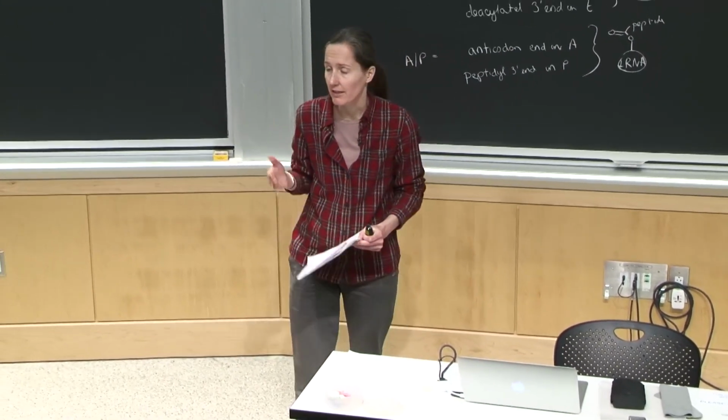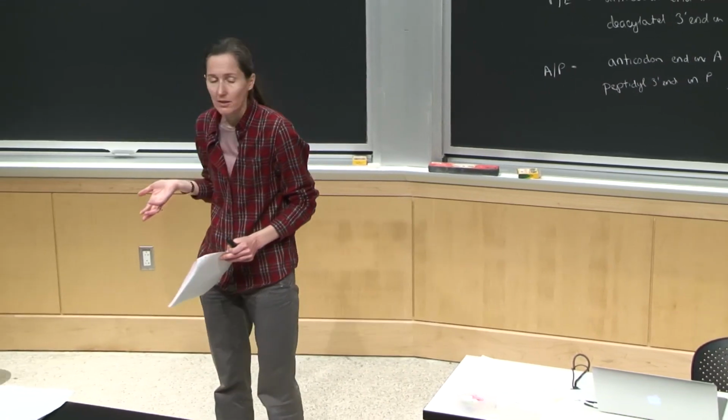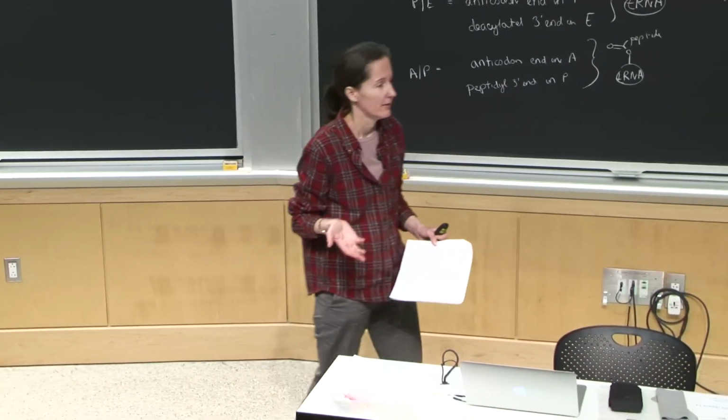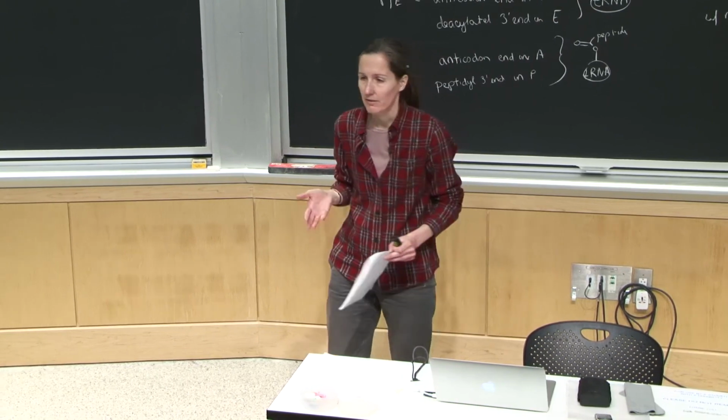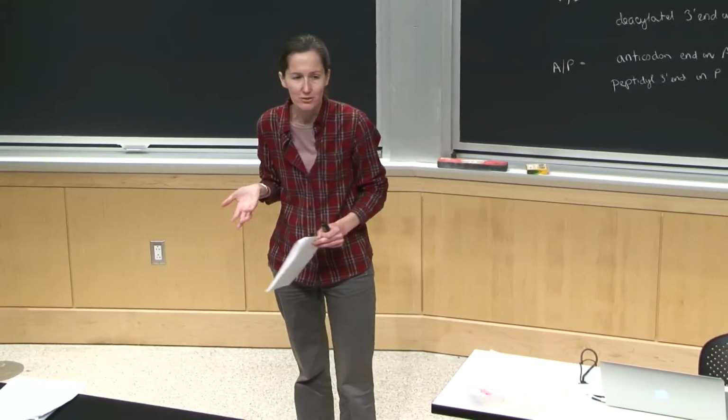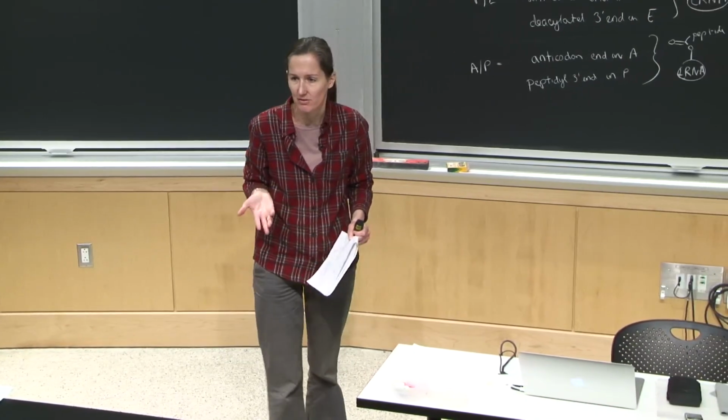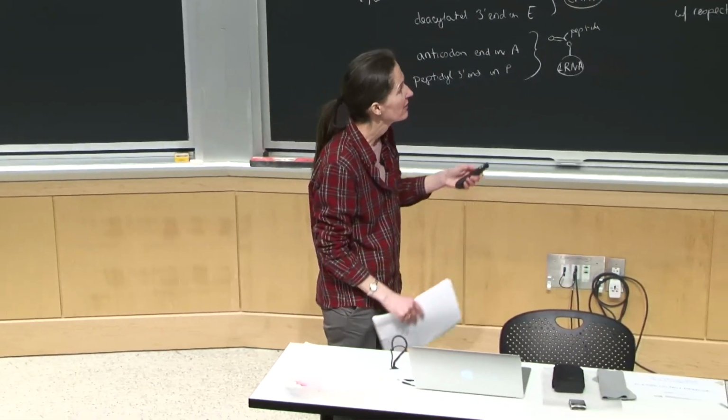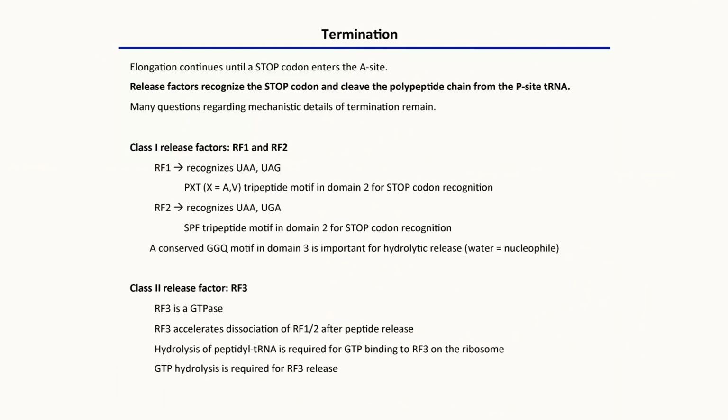So effectively, the elongation cycle is going to continue until a stop codon enters the A site. That's making the assumption that some unforeseen circumstance hasn't happened to this ribosome. It hasn't stalled or prematurely stopped translation. So what happens when a stop codon enters the A site? Okay, again, we have translation factors. These translation factors are release factors that recognize the stop codon, and they have the responsibility of cleaving the polypeptide chain from the P site tRNA.